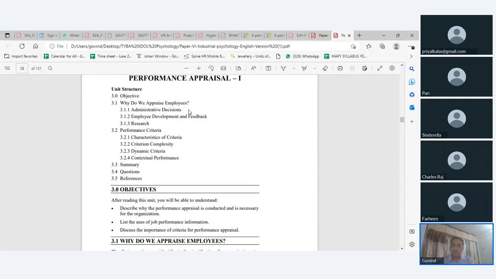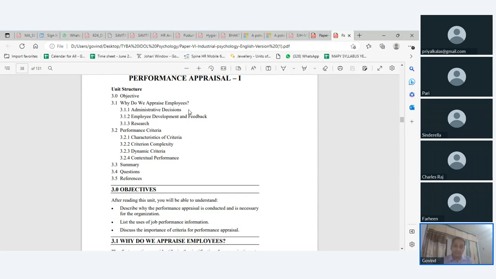Unfortunately, those who are not aware of HR processes think appraising employees is just for the increment purpose. No, increment is one of the purposes, but it is not the sole purpose of performance appraisal. The purpose is far greater. It's all about evaluating a person on their competency. I won't say ability, competency. For psychologists, this is a better word.